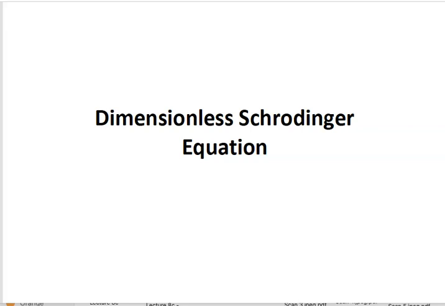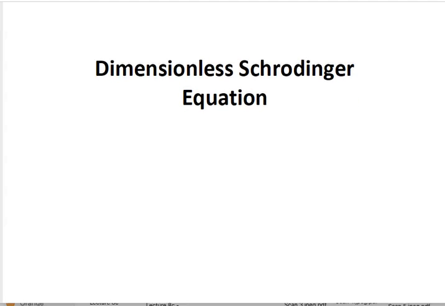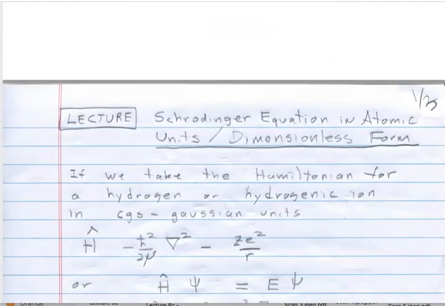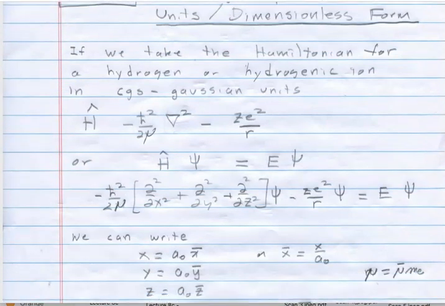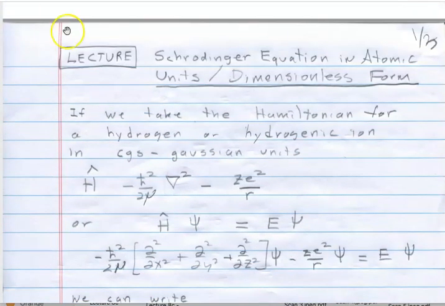Well, for many computational computer solutions and also sometimes even doing things by hand, it's useful to have the Schrodinger equation in a dimensionless form. And I'll introduce how we do that and then talk about some of the pros and cons of it in this segment.